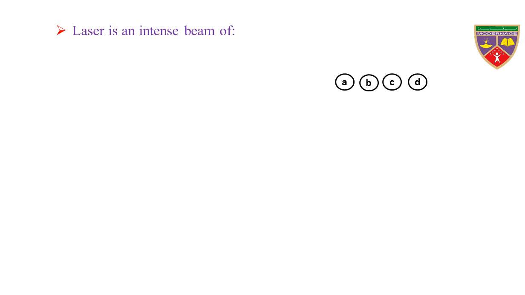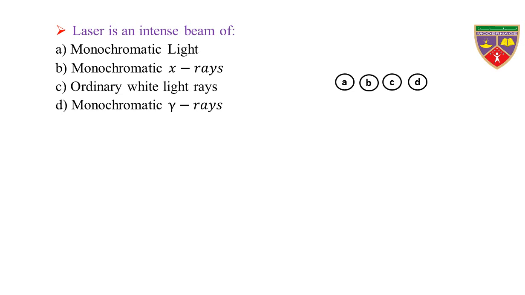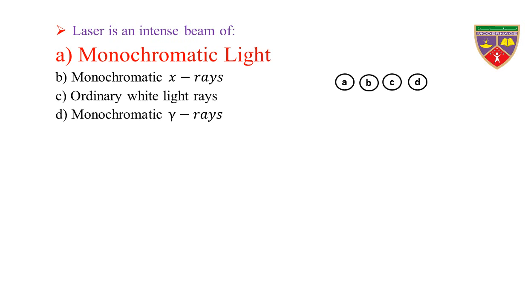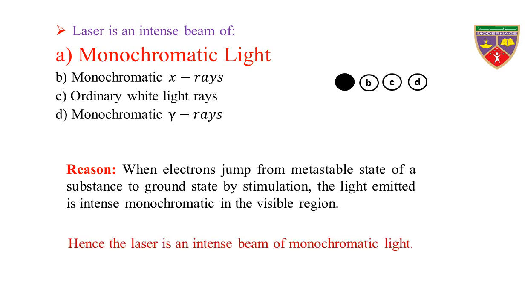Laser is an intense beam of: option A, monochromatic light; option B, monochromatic X-rays; option C, ordinary white light rays; option D, monochromatic gamma rays. The key is monochromatic light. Therefore, the correct option is A. Reason: when electrons jump from the metastable state of a substance to ground state by stimulation, the light emitted is intense monochromatic in the visible region. Hence, the laser is an intense beam of monochromatic light.